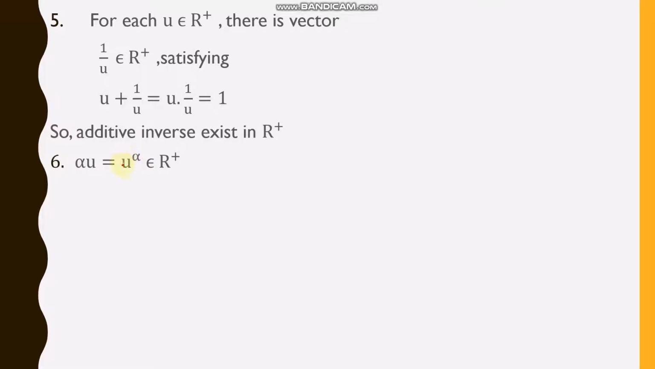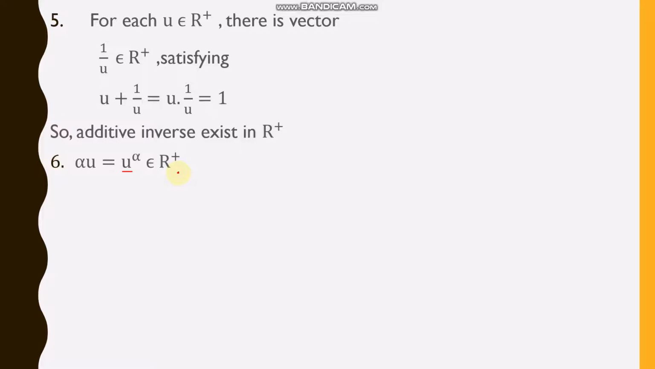So if you take any power, either negative power or positive power of a positive real number, you will always get a positive real number. You will not get a negative real number. You will not get 0. You will get a positive real number only. Okay, so this belongs to R plus. So closure is there.